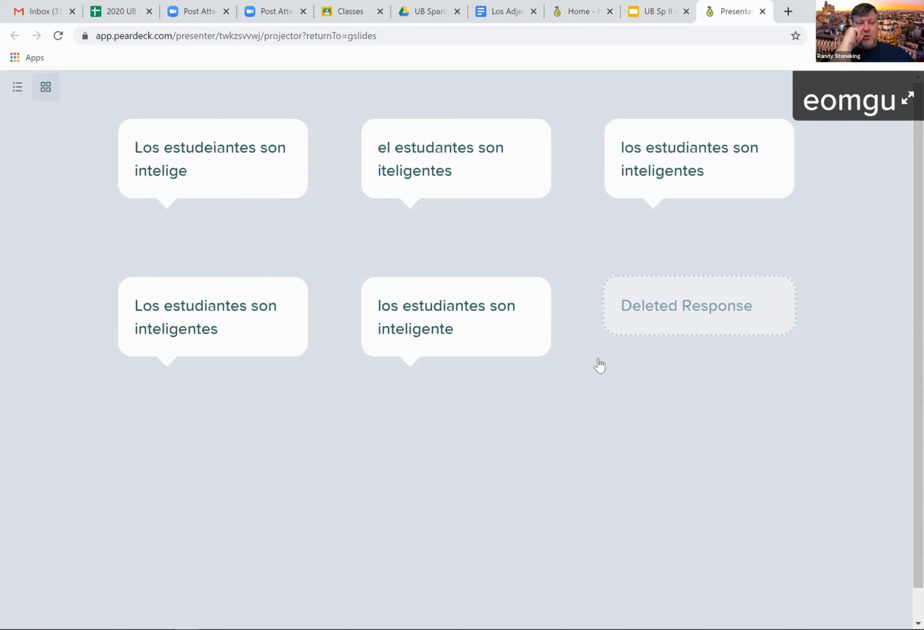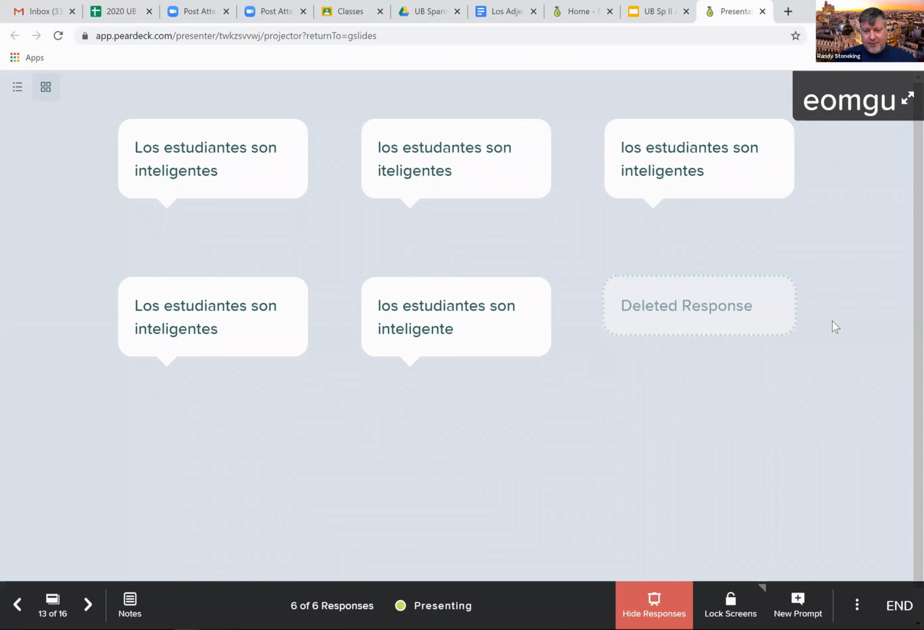Yeah, so el estudiante becomes los estudiantes. Es becomes son, is becomes are. And then our word inteligente, you got to make it plural because it's now talking about two people. So inteligentes. Los estudiantes son inteligentes. Very good. Muy bien. So los estudiantes son inteligentes, which is very true, by the way.